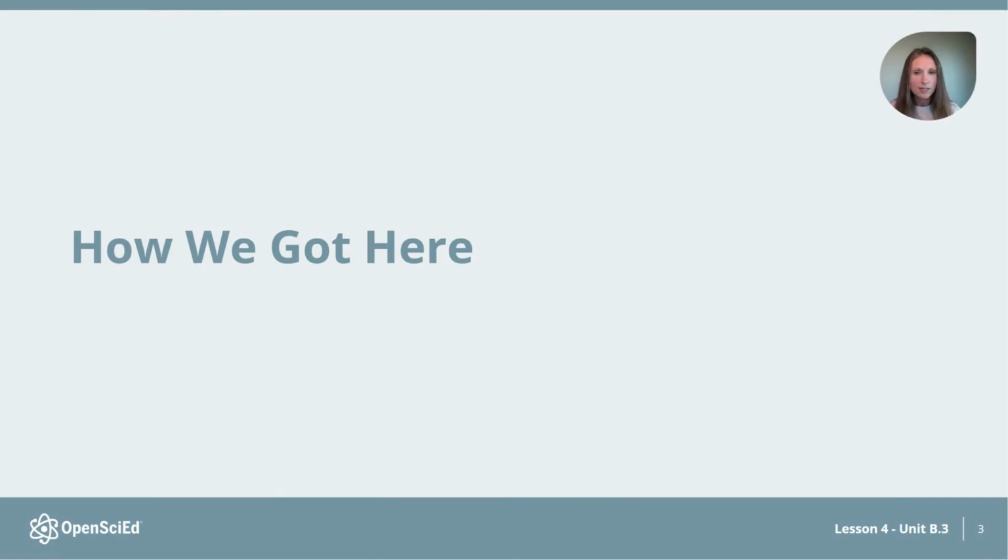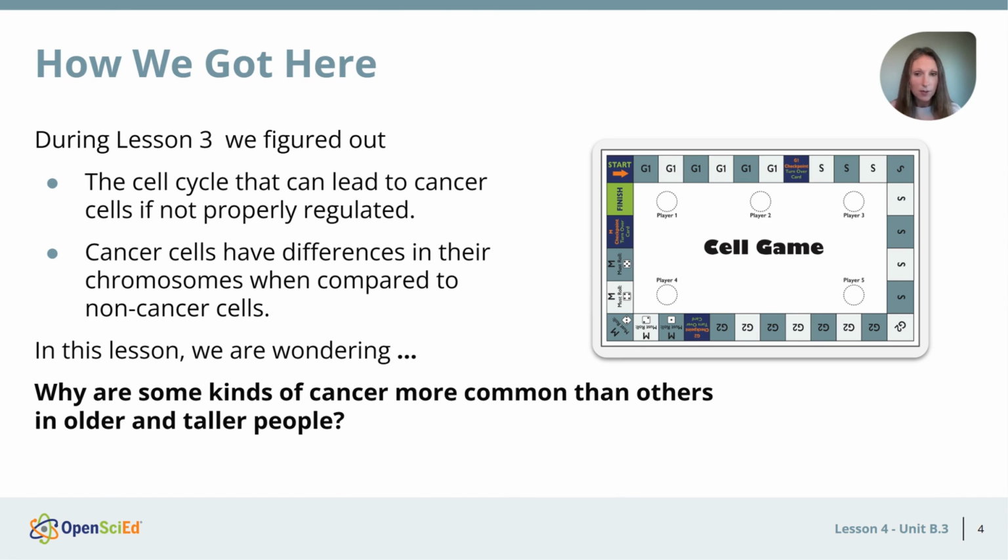Before we jump into Lesson 4, let's briefly recap how we got here. During Lesson 3, we figured out that cells go through a cell cycle that ends in cell division. When this cycle isn't properly regulated, it can result in the formation of cancer cells, which have differences in their chromosomes. We remember from Lesson 1 that some types of cancer are more common than other types, and that older and taller people are more likely to get cancer.